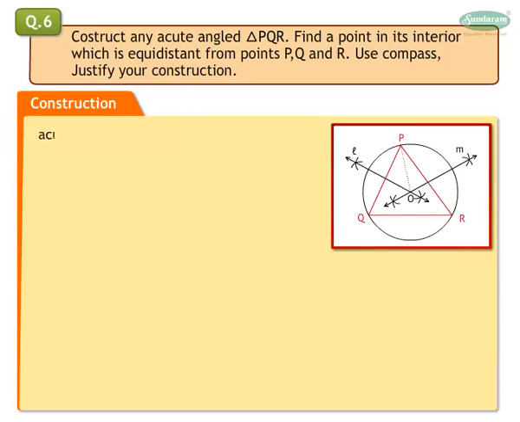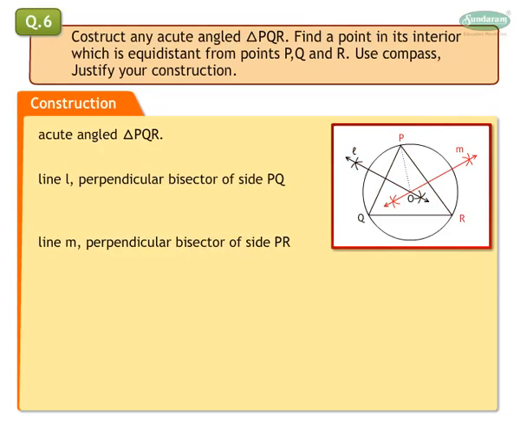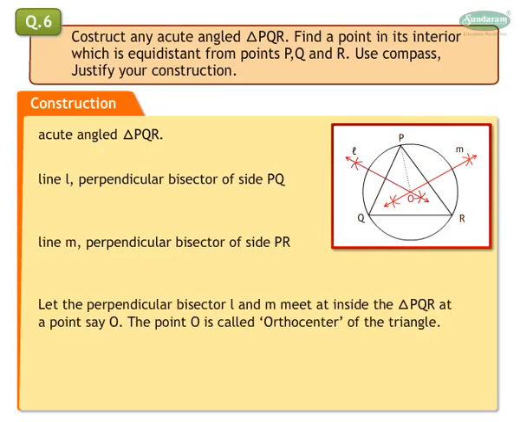Construct any acute angled triangle PQR. Construct line L, the perpendicular bisector of side PQ. Construct line M, the perpendicular bisector of side PR. Let the perpendicular bisectors L and M meet inside the triangle PQR at a point, say O. The point O is called the circumcenter of the triangle.